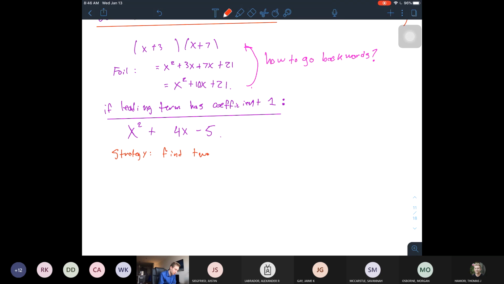Find two numbers which sum to the middle coefficient, which is 4 for us, and multiply to the constant term, in our case, -5.